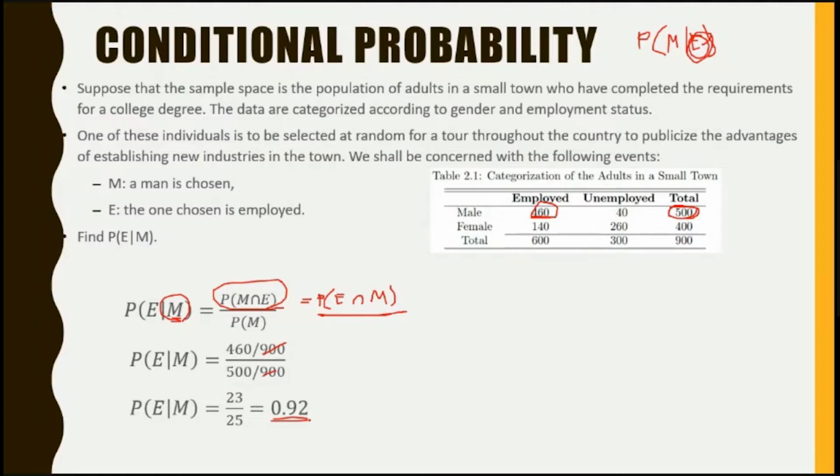Remember again that the denominator will be this one, the one on the right side. So this is again read as the probability that the person chosen is employed given that he is a man.